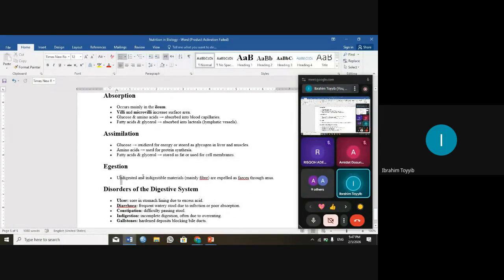So the undigested and indigestible material, they are called what? Fibers. So they are expelled as feces through what? Through the anus.